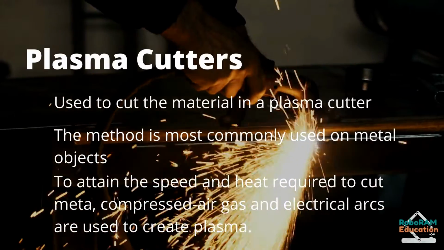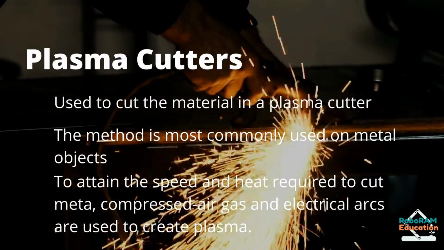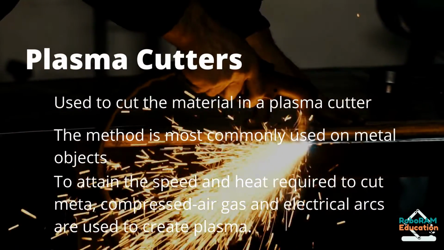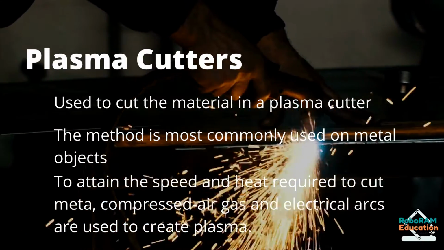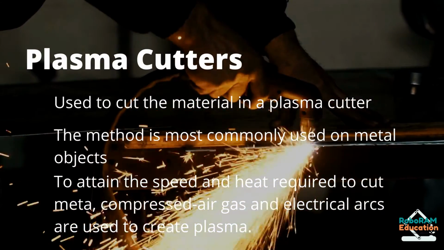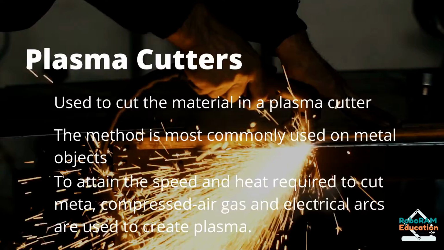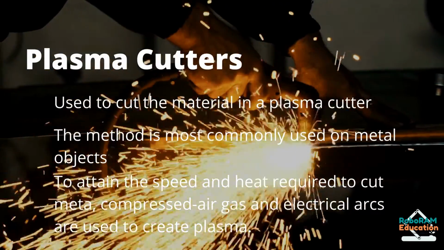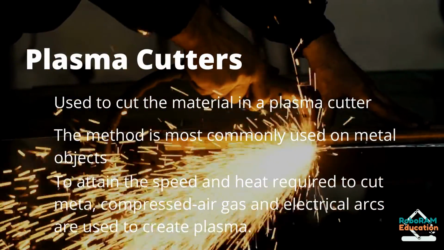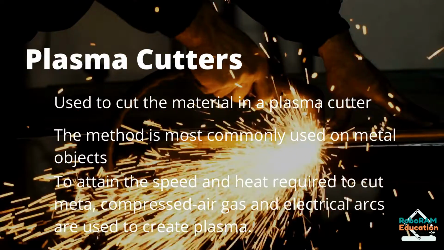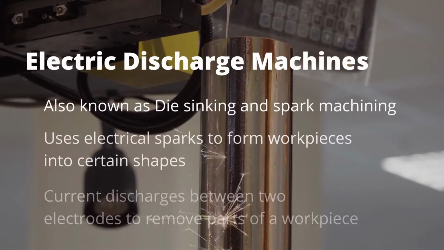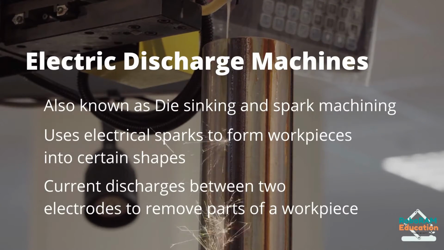Third type is plasma cutters. A plasma torch is used to cut the material in a plasma cutter. The method is most commonly used on metal objects, however, it can also be used on other surfaces. Plasma is created by combining compressed air gas and electrical arcs to achieve the speed and heat required to cut metal. The next one is electric discharge machines.